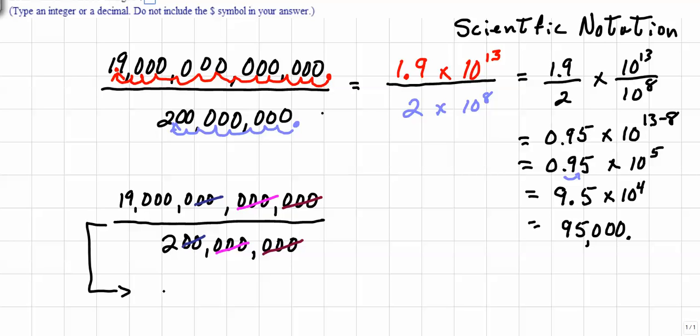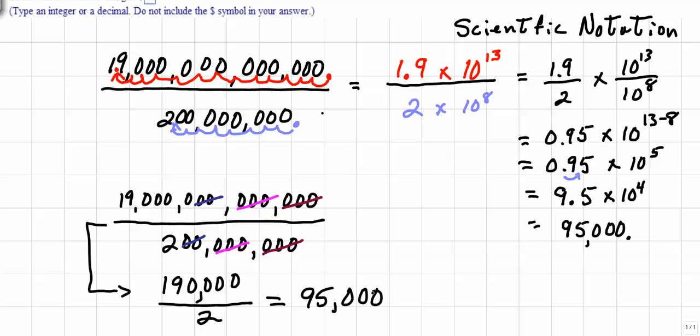I'm going to have 19 followed by 4 zeros, which is going to be 190,000, divided by 2. And if I divide that out, I end up with the exact same answer that I got using scientific notation. And that's going to be the answer to the problem.